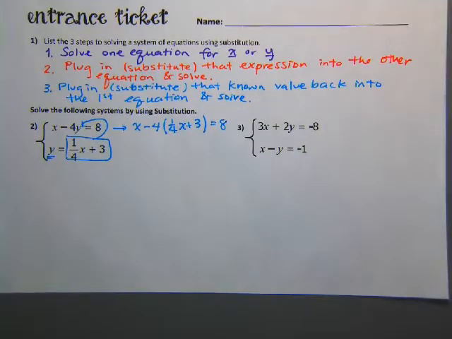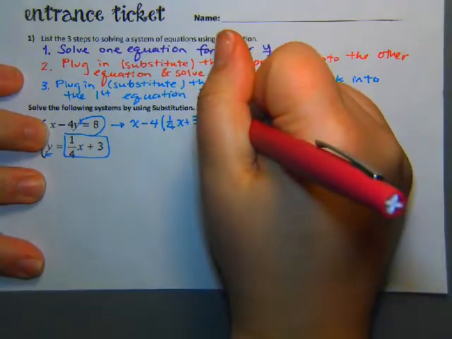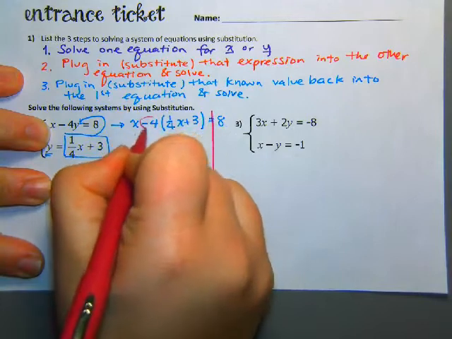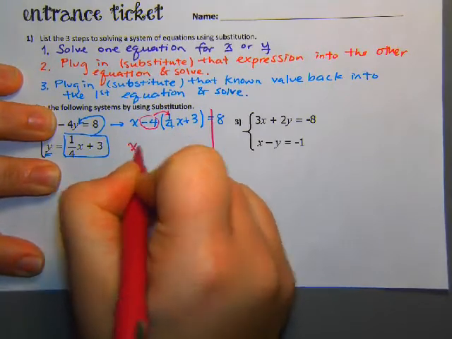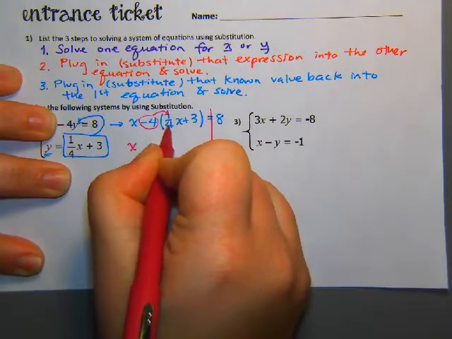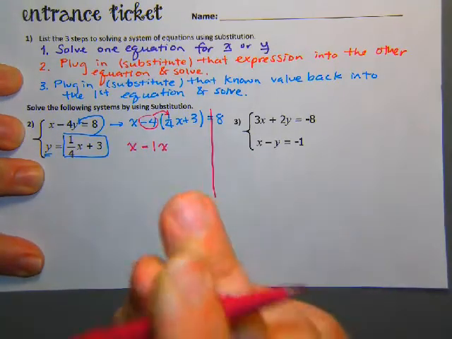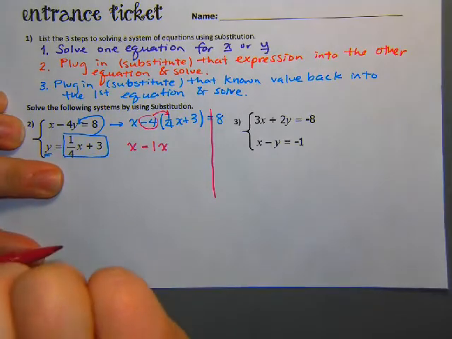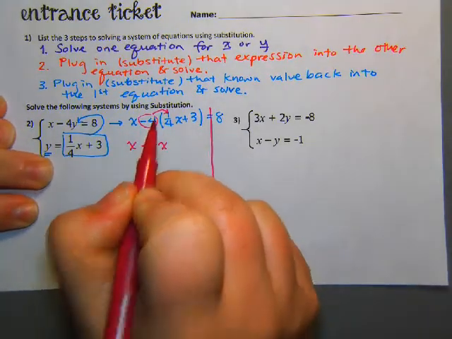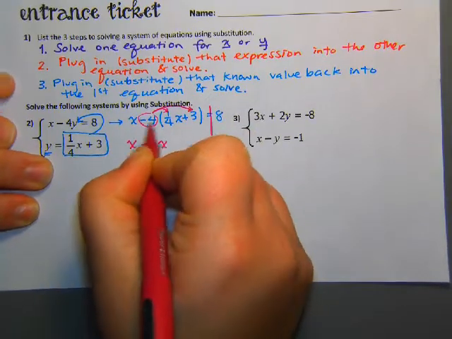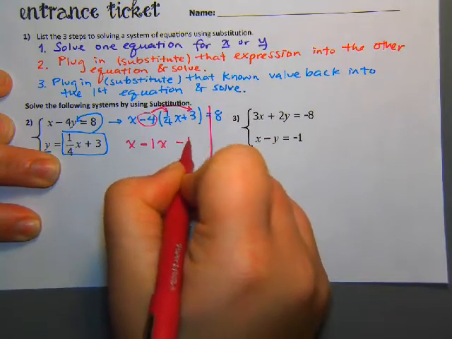Okay, so from here, I'm just solving using the Don't Call Me After Midnight method. Don't stands for distribute, so we distribute first. Make sure you take all of the -4 and distribute it. So I'm going to bring this down, x, and then -4 times 1/4 x is -1x, and then -4 times 3 is -12, equals 8.